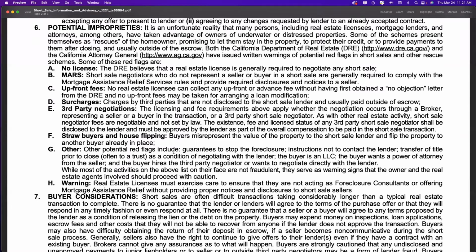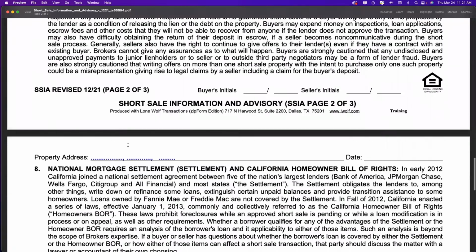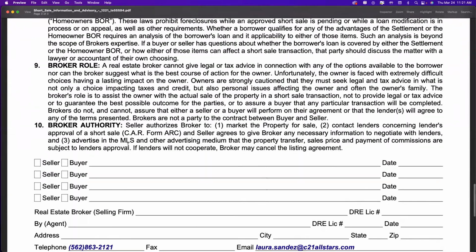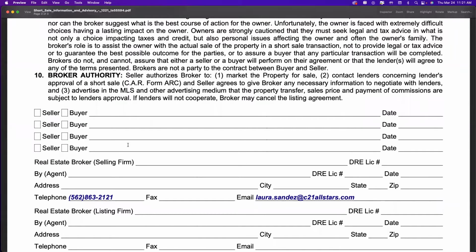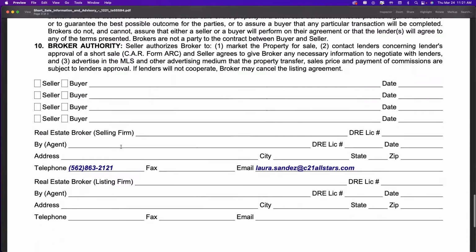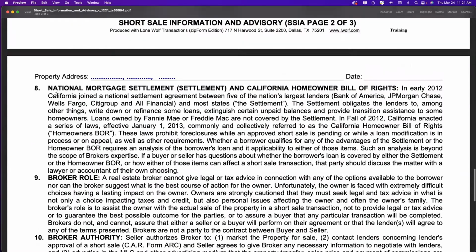It has some definitions of some things. It talks about what is the process of getting a short sale accepted or approved and going through it. So again, just an information advisory. It's not a disclosure, it's nothing, but it should just be included so that everybody is clear on the process of the short sale.